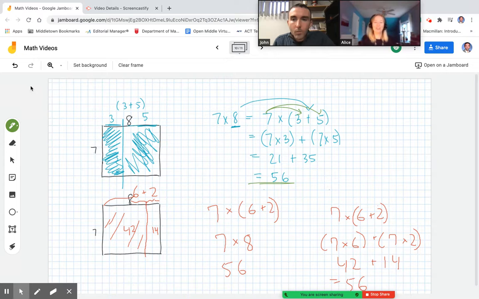Wonderful, John. Any final thoughts? I'm just amazed at how many different ways there are to solve this problem. Many equivalent ways to get the overall area using distributive property. And the beauty of it is these are just two. I mean, we could have broken the 8 up into 4 and 4 or 1 and 7. It really is up to you.